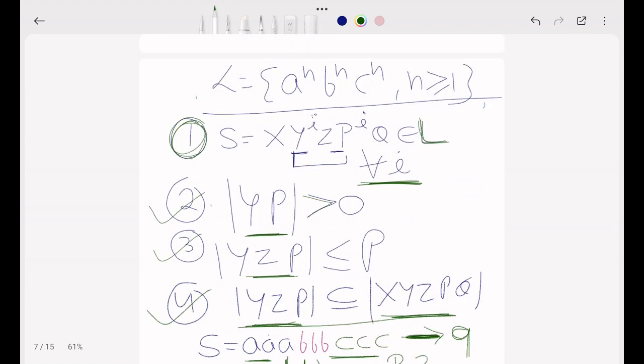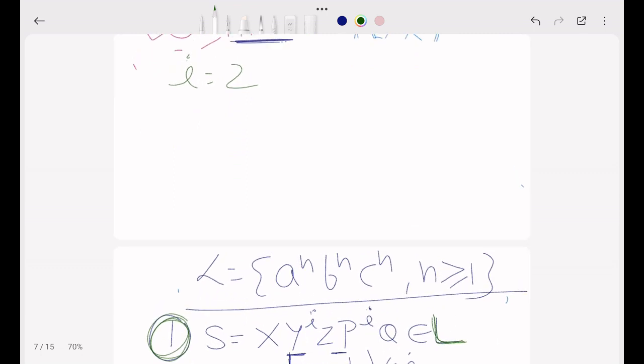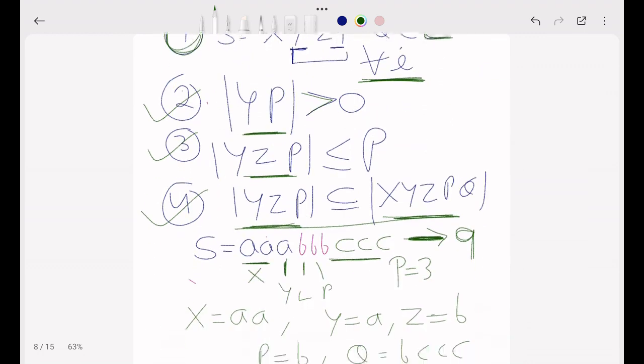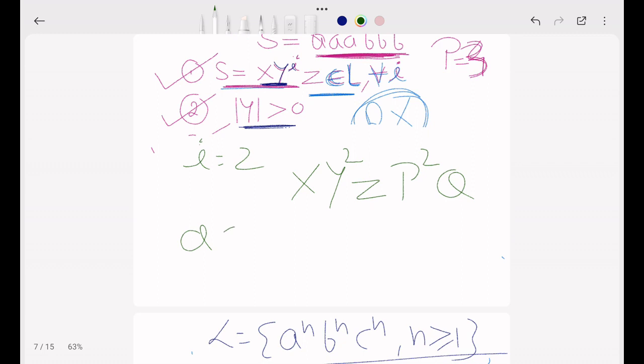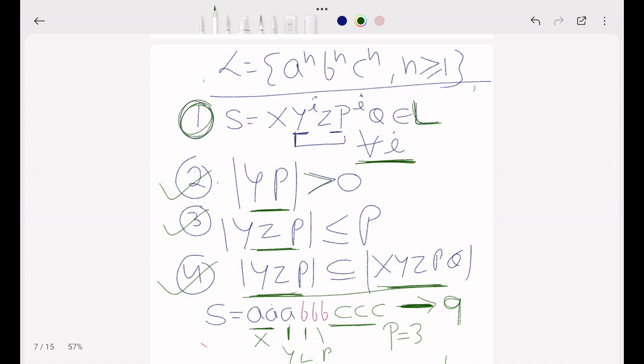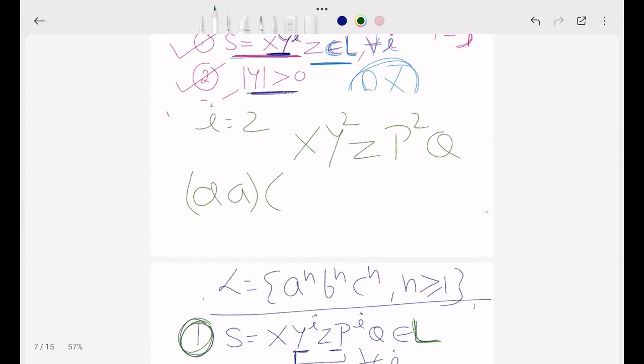aaa, bbb, ccc. Okay, so I am taking i is equal to 2. Again, i is equal to 2 I am checking. So what is my language? x y square z p square q. Now what is x? My x is equal to a. I will write here x is equal to a. Done. Now what is my y? y is equal to a.